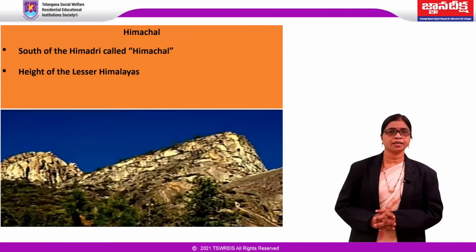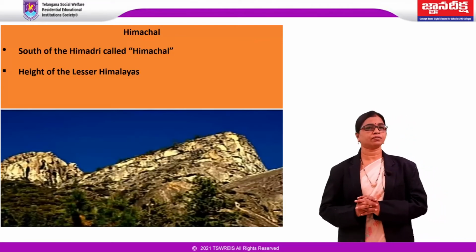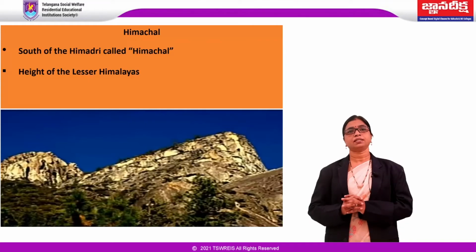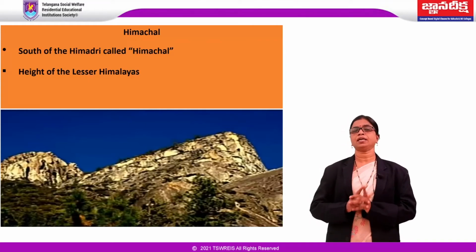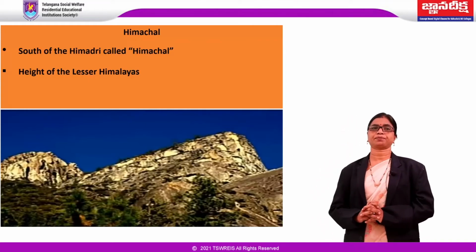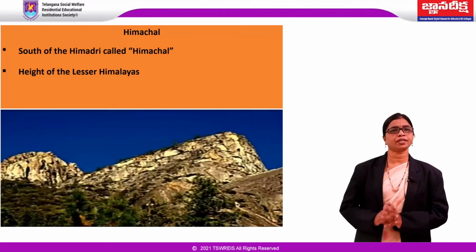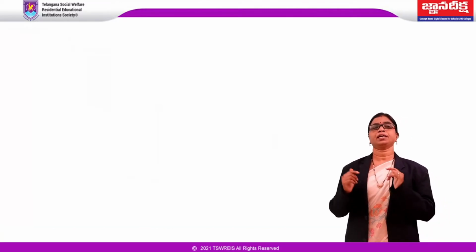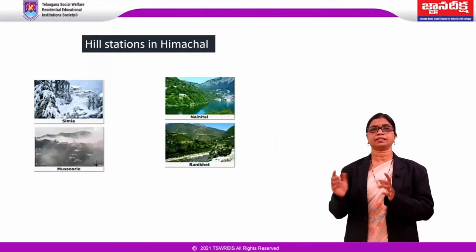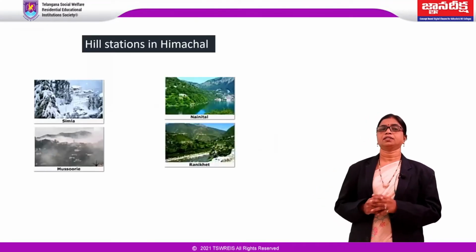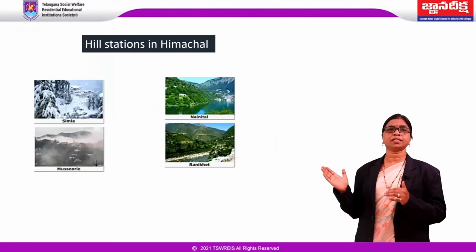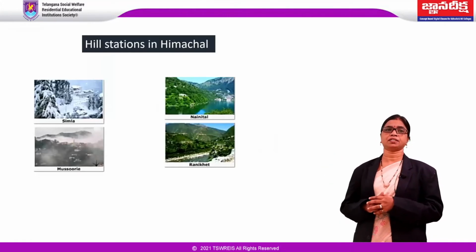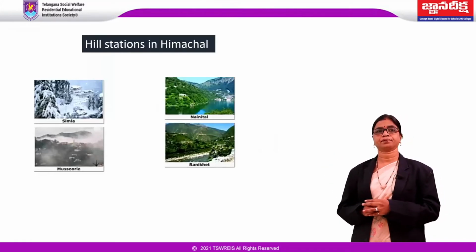The lesser Himalayan ranges include the famous valley of Kashmir, and the Kangra and Kulu valleys in Himachal Pradesh. The region is quite famous for hill stations like Simla, Mussoorie, Nainital, Ranikhet, etc. The Pir Panjal and Mahabharata ranges are the most important ranges of this region.